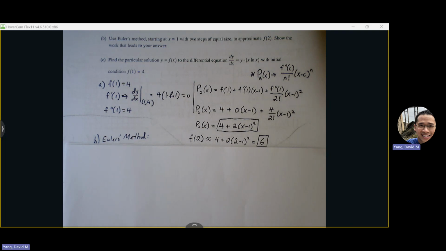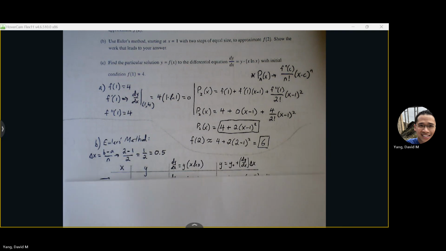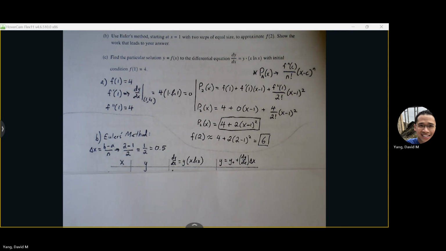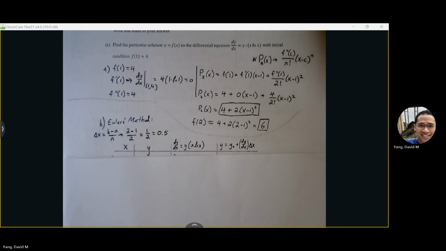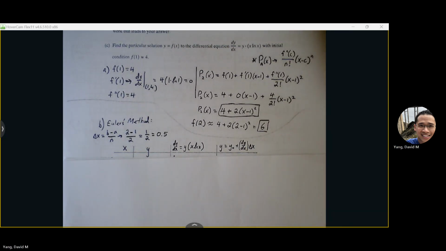Part B, Euler's method. Create your table, find your delta x. Delta x is (b minus a) over n. Just be aware that sometimes delta x could end up being negative. If it's negative, we need to make sure we include that as we step through our formula process. But in this case, delta x is positive, but it's possible that delta x can be negative if we're going backwards.